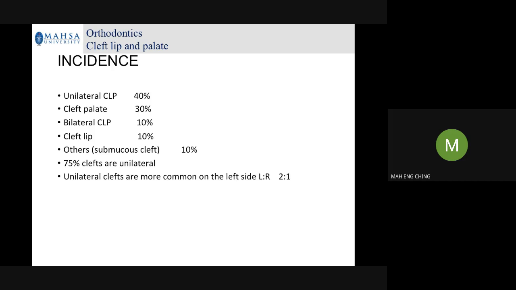Is it on the left side or the right side? We can talk about that. They are more common on the left side. So the left to right ratio is about 2 to 1. No one knows why, just like some people are left-handed, some right-handed. But according to research, the incidence is higher on the left compared to the right.